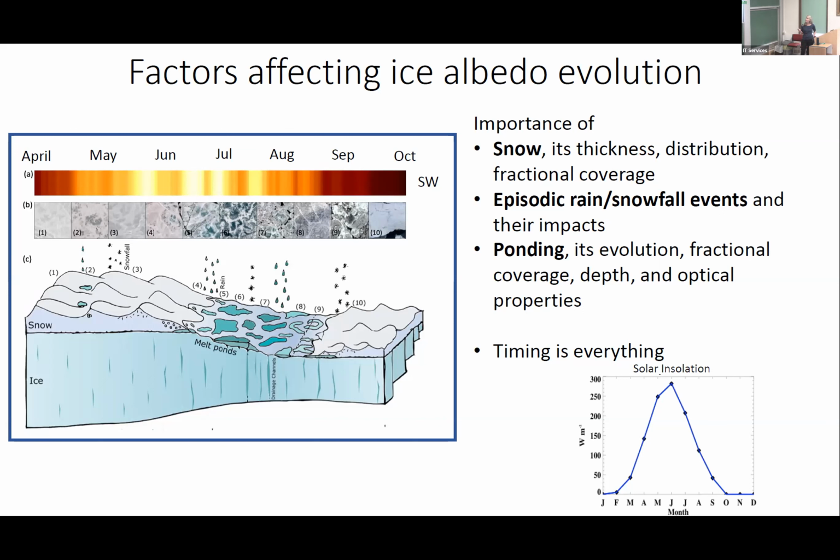And finally, timing is everything. The large sea ice losses that are being observed are largest in September. This shows the solar insolation. This is actually from the SHEBA location. But the sun is low in September. It doesn't have a huge impact on the net shortwave budgets. So, if you're going to change your melt ponds in May and June, they might have a bigger impact, right?